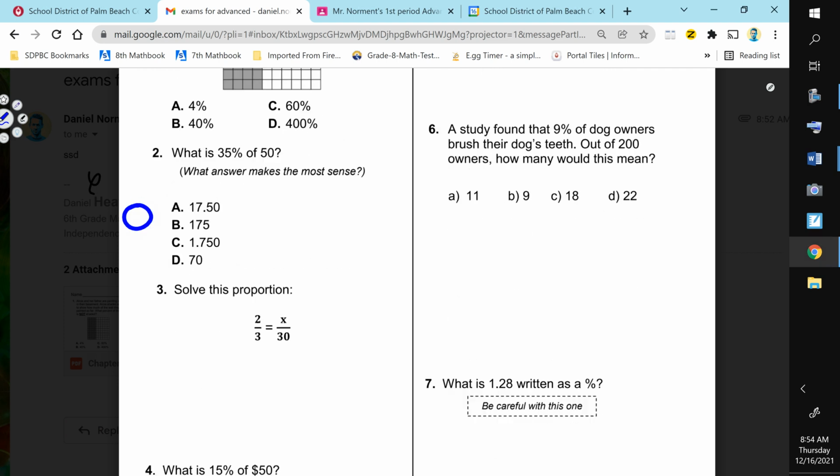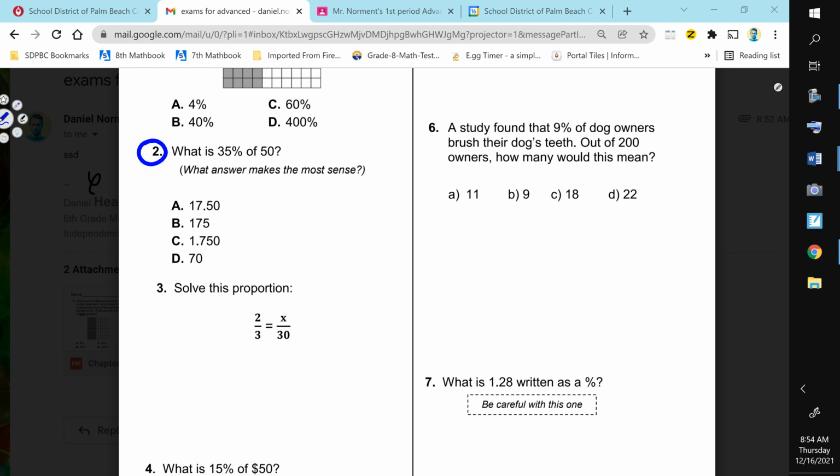Numero dos. 35% of 50. Here's your hint. Convert that to a decimal, and then multiply times 50. And you will see your answer.